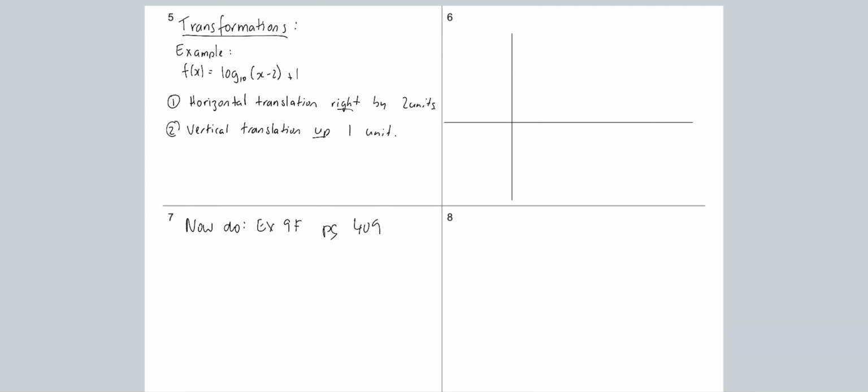So what does that mean? When we look at our vertical asymptote, if everything's translated right by 2 units, it means our vertical asymptote is now translated across by 2 units as well. Then we've got a vertical translation up by 1 unit. So it means that we're now going to draw our graph in like so.